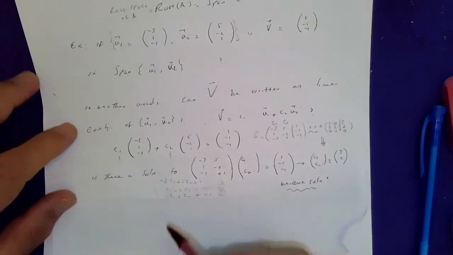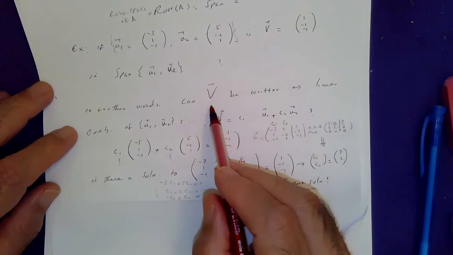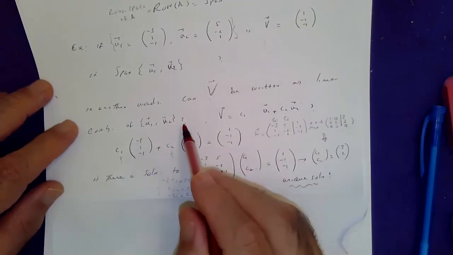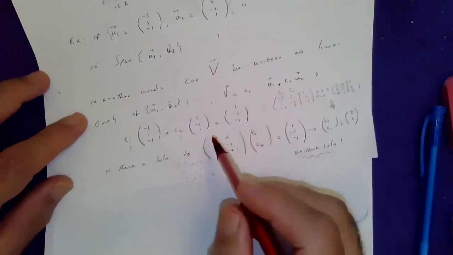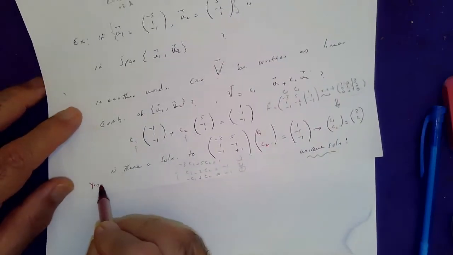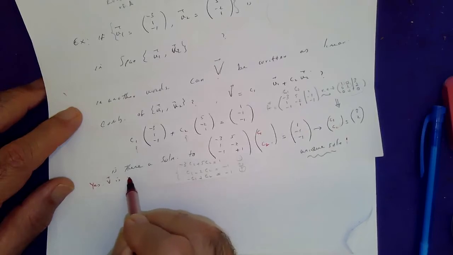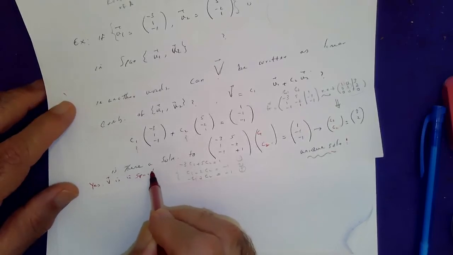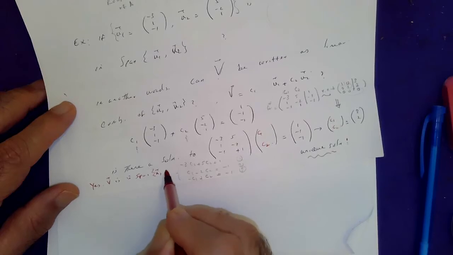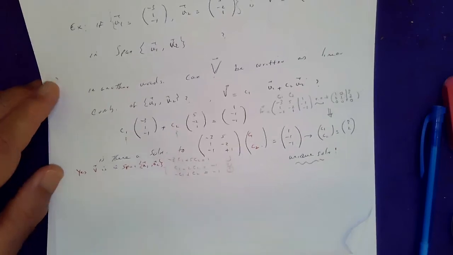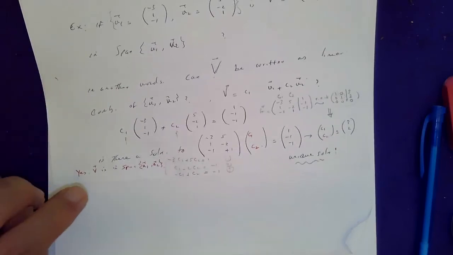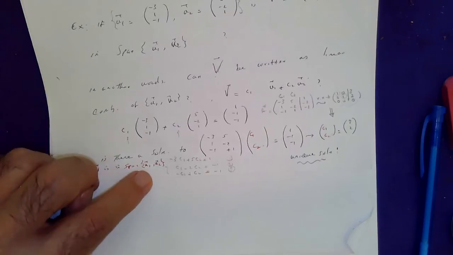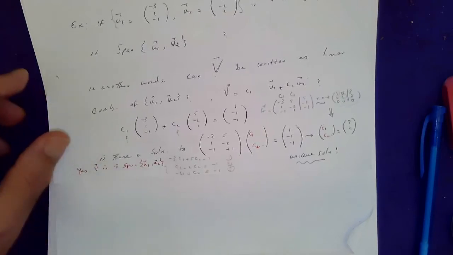Therefore, the answer is yes, V is in the spanning set of U1, U2. So here's the final answer: yes, V is in the spanning set of U1, U2. In other words, I can write V as a linear combination of U1 and U2.